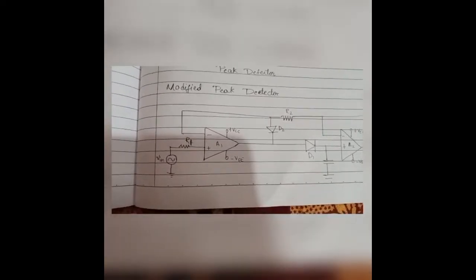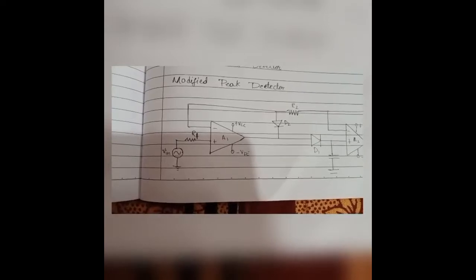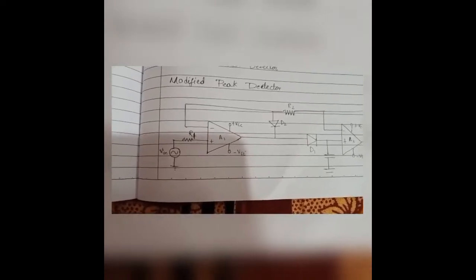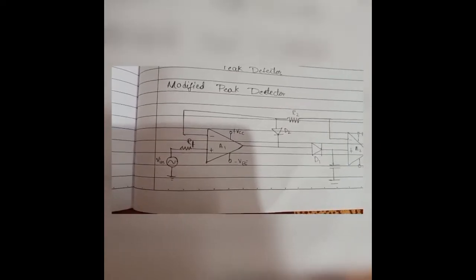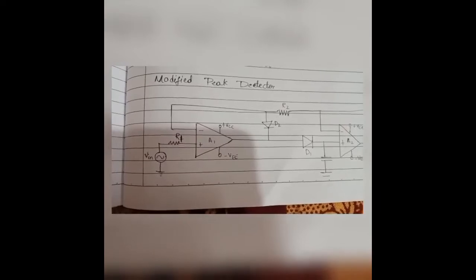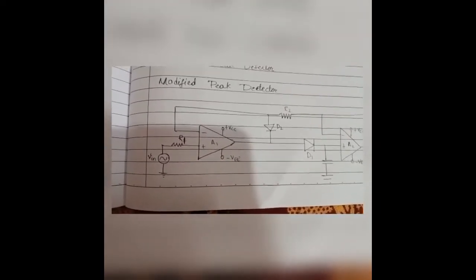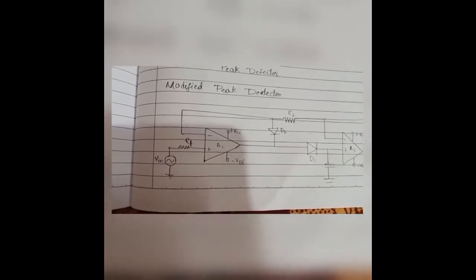A high impedance load is offered by op amp A1 to the source, while op amp A2 performs buffering action in between the load and capacitor. The same basic principle is applied in this circuit also. The voltage at the output side is the same as the peak of the input signal stored in the capacitor.